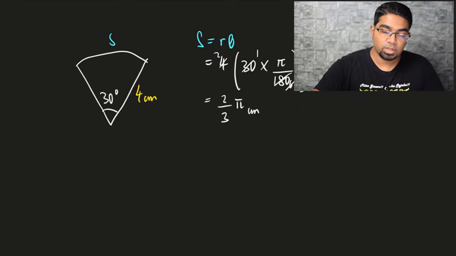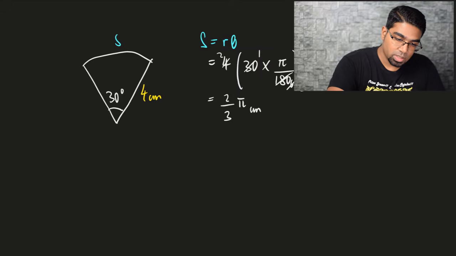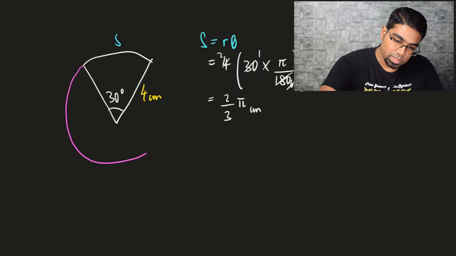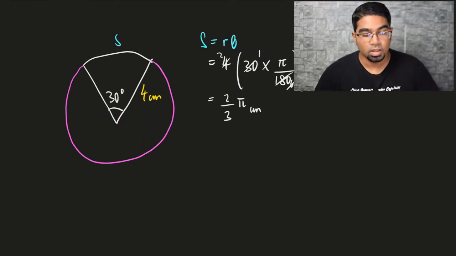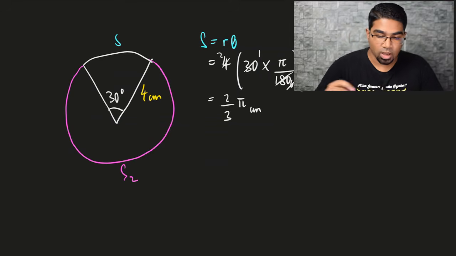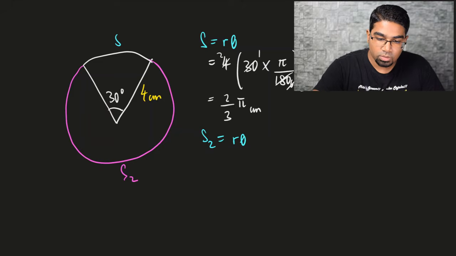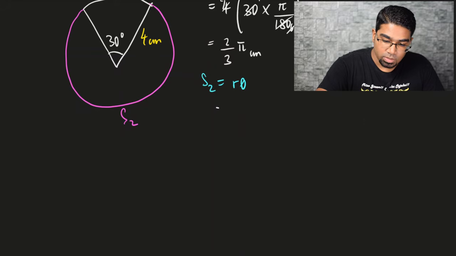Now remember that we also have a major arc, and the major arc would look like this if we completed the circle. So let's call this S2. Now what about the length of the major arc? We apply the same formula here, but this time we go with S2. So S2 is still equal to r theta, but now the value of theta will be different. The value of r is still 4.